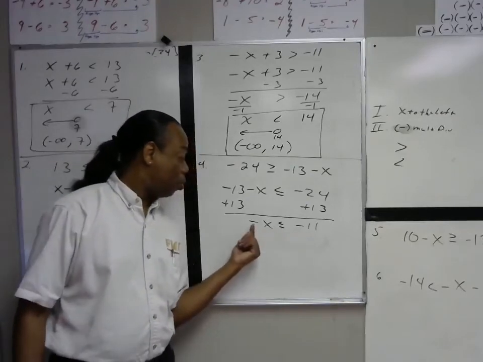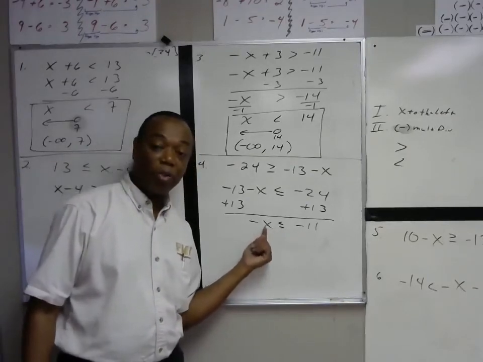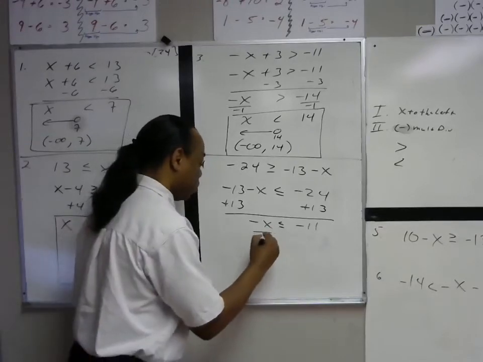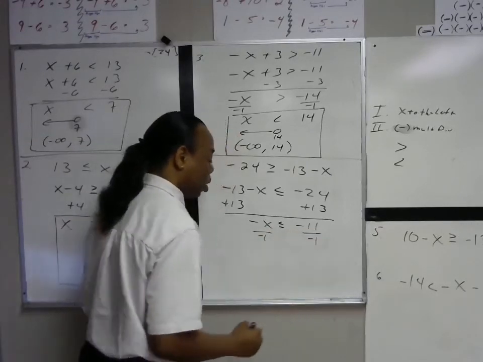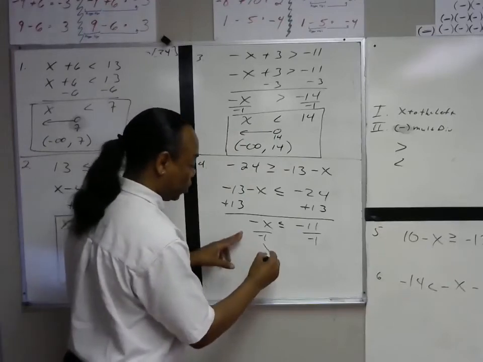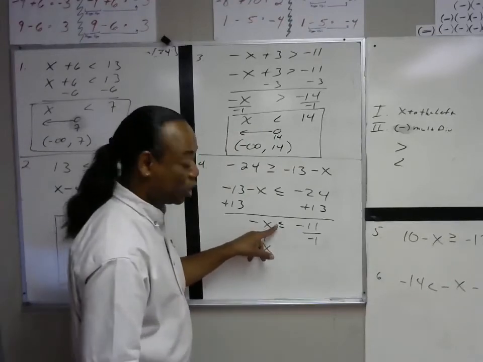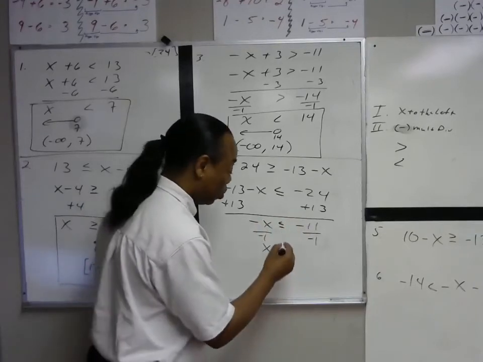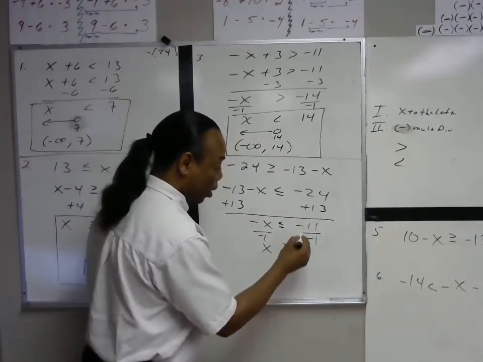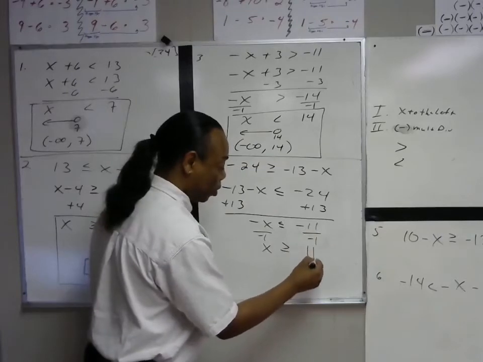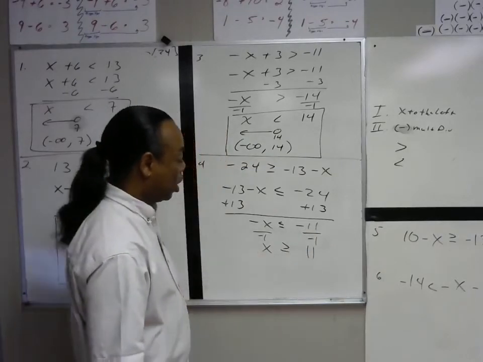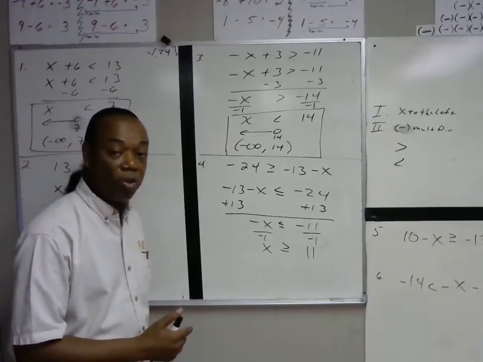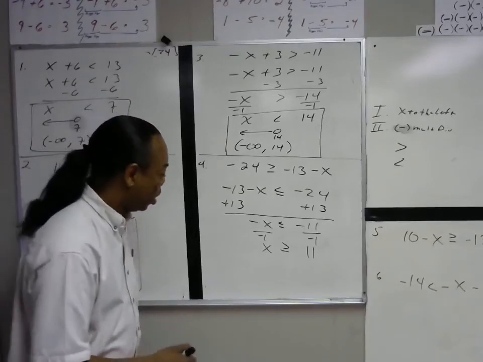Okay, now we want to get rid of the negative from the x, so we're going to divide by negative 1 on both sides. And what that will give us is positive x, and we're going to change the sign. So instead of less than, we switch over to a greater than or equal to. And negative divided by negative will be positive 11. So the set notation for this is x is greater than or equal to 11.